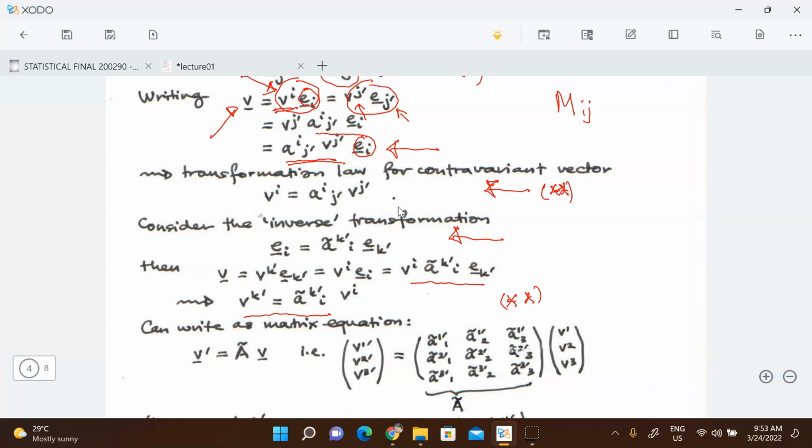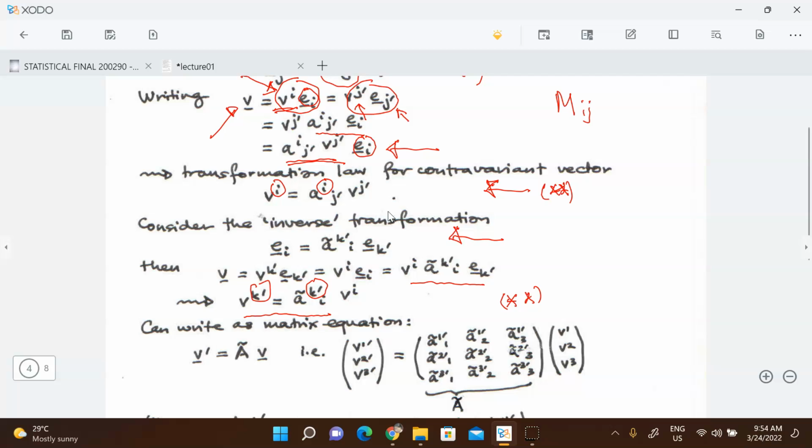Remember conservation of index. If there's a free index on top, it should appear also on the other side. So in this case, if I want to write vk dash, I know that I have to write something like this: A tilde k dash i vi. So here's your free index. Okay? And the same thing over here. Here are the free index. Any questions at the moment?